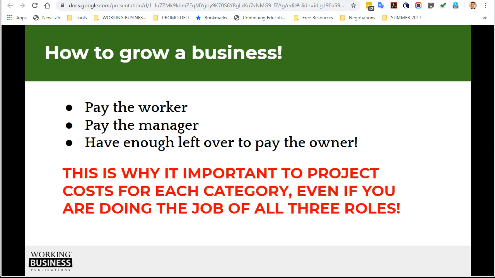Okay? And the reason why you want to project cost for each category, even if you're doing the job of all three of these roles, is that if you ever wanted to grow your business and turn it over to another manager or another worker, or if you even wanted to sell the business from one owner to the next, if you can prove that each of these roles can be paid by someone else other than you, and you can still end up with a profit, that would make your business profitable.